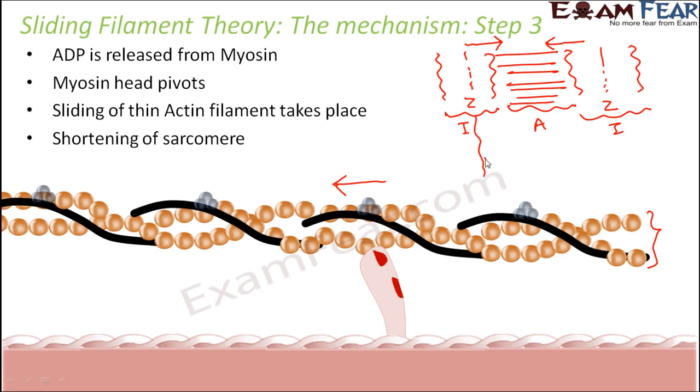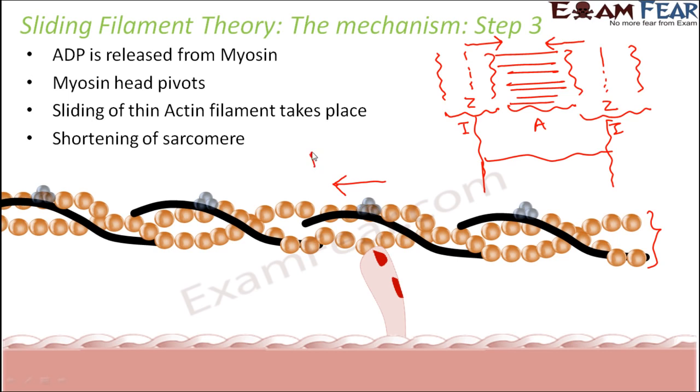So the sarcomere, this is the length of the sarcomere. So this length ends up in shortening. Okay, now this is not the last step. Something happens even after this. So let us see what happens.